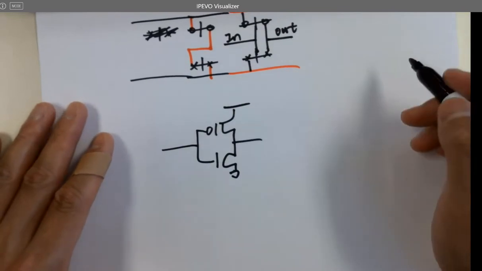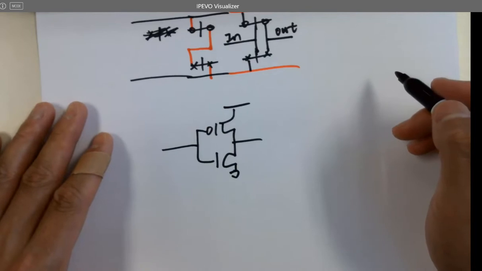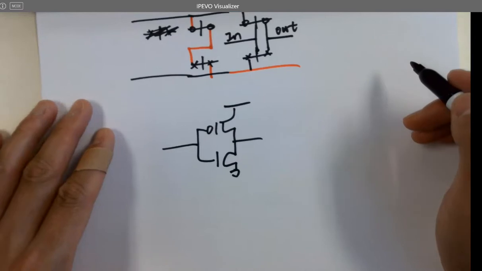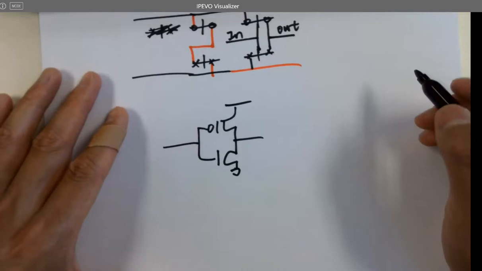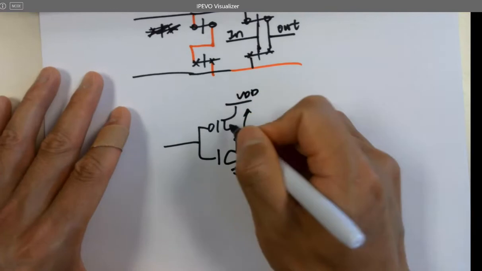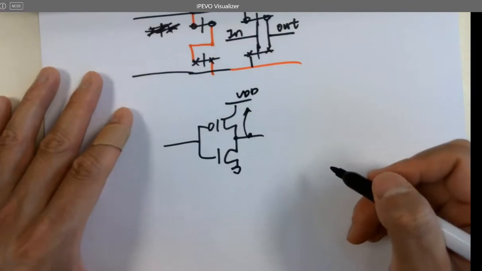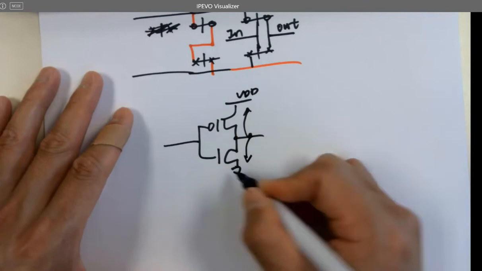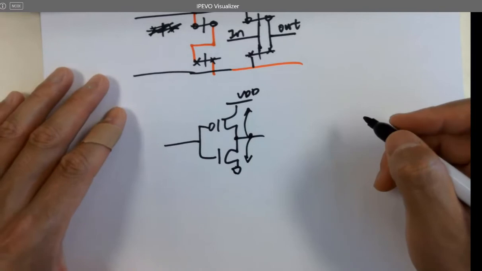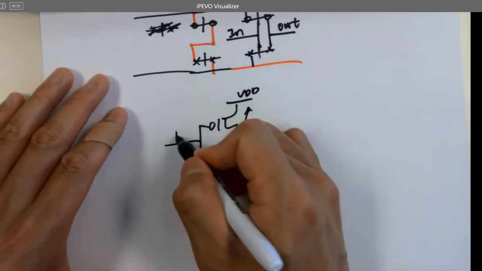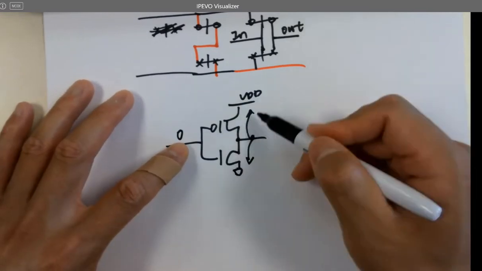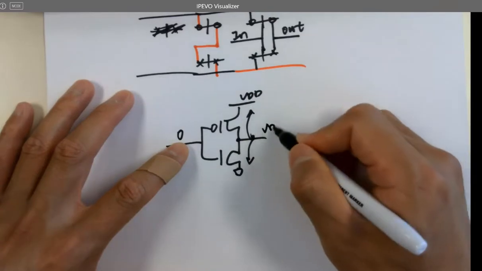Why? Because the PMOS is passing the VDD directly down, because PMOS is in charge of pulling this point up to VDD because it's good at passing VDDs. And NMOS is in charge of discharging this to ground because it's good at passing zeros. Okay. If you give a 0 here, what's happening? Give it 0 volts. PMOS is on. It's going to pull this up to VDD.